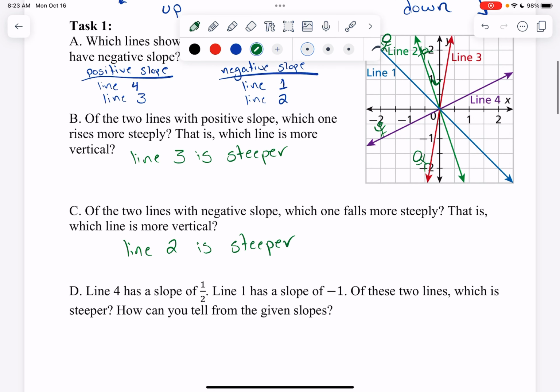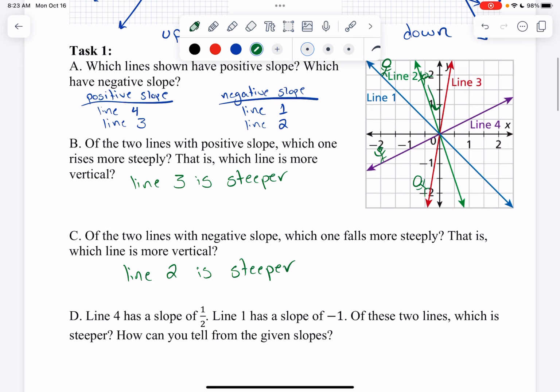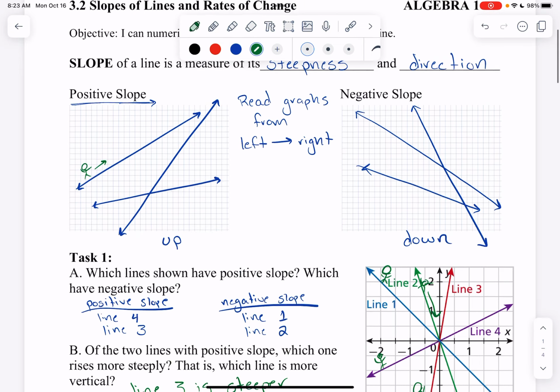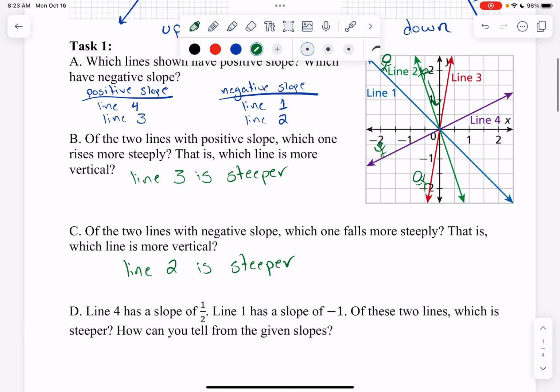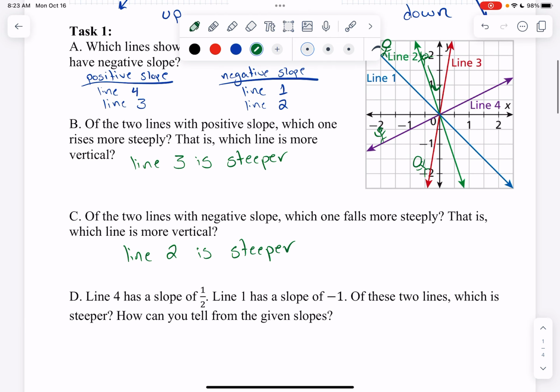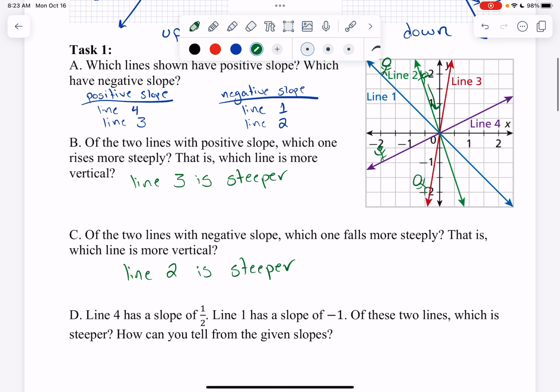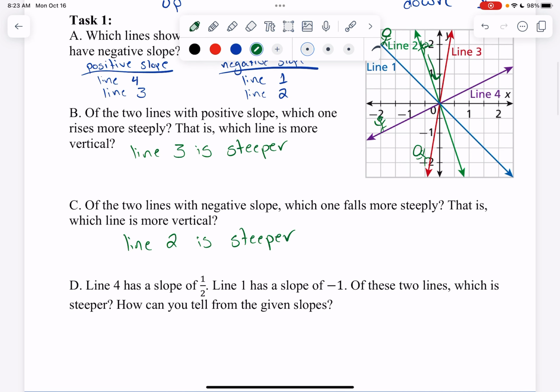Now we're going to start giving some numerical values. Slope is not only direction, positive or negative, but it's also steepness. Line 4 has a slope of 1/2, and line 1 has a slope of -1. Of these two lines, which is steeper? How can you tell from the given slopes? Looking at line 4, this guy right here, it's got a slope of 1/2.